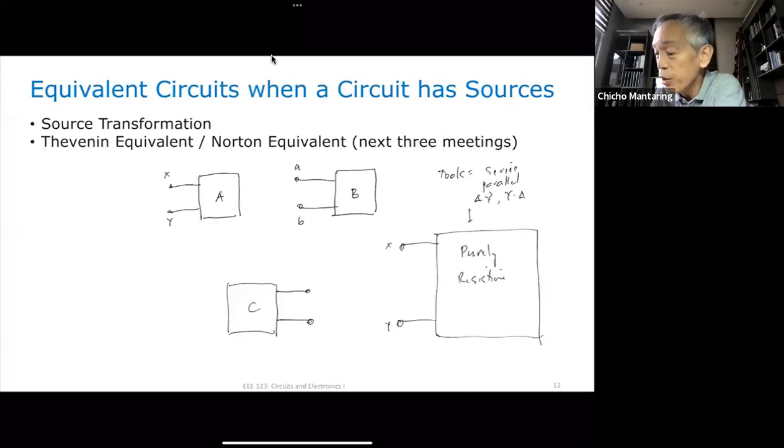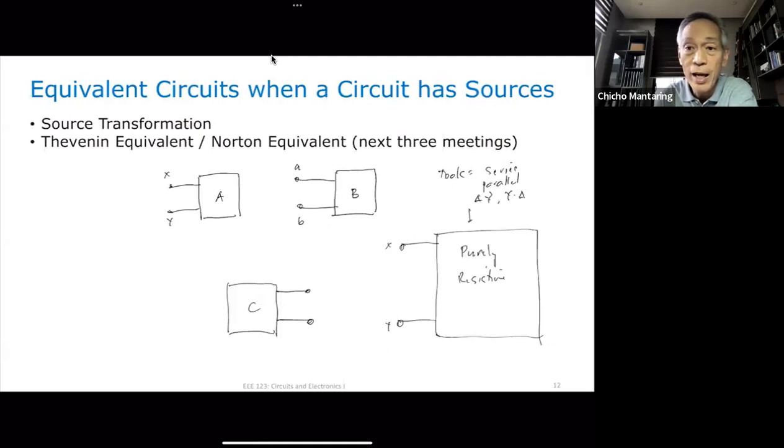Okay, the question now is, what if this was not purely resistive? What if there were sources in this particular circuit? In particular, what if there were dependent and independent sources in this particular circuit? Is there a way of getting an equivalent circuit with respect to X and Y? We're going to take up three tools. The first is source transformation.